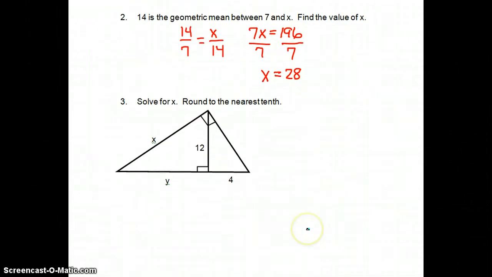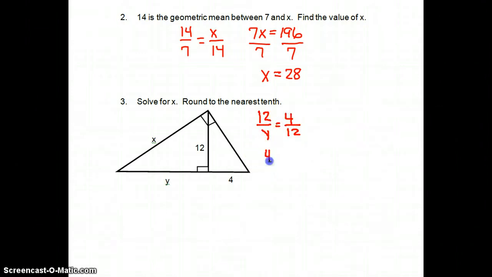Number 3, solve for x, round to the nearest tenth. Okay, we know that the geometric mean is always going to be up here. It's never going to be part of this. So x is going to be the geometric mean of the number around the corner, the whole bottom. Since we have a y here, we can't do that yet. First we have to find out what y is. So again, we know that 12 is going to be the geometric mean of y and 4. So 12 goes on the diagonal, and y and 4 go right here.